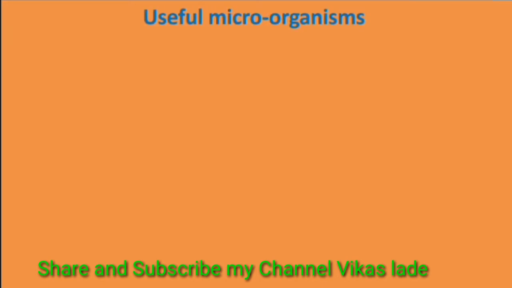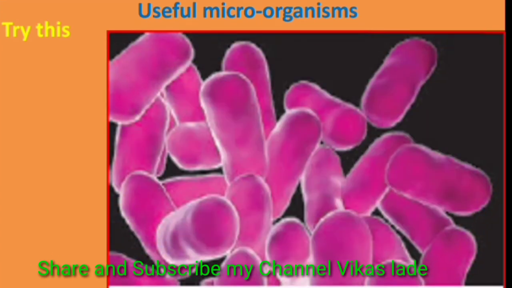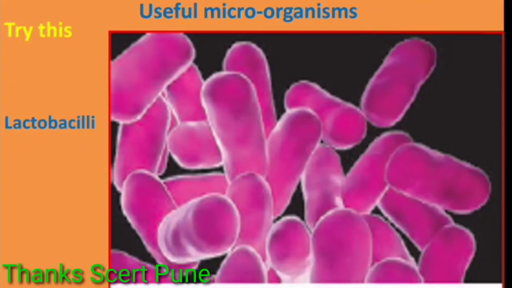Useful microorganisms. Try this. Smear a drop of fresh buttermilk on a glass slide, stain with methylene blue, and put a cover slip over it. Observe the smear under the 10x objective of a compound microscope and then with the more powerful 60x objective. Did you notice the blue rod-shaped organisms moving around? They are lactobacilli, a kind of bacteria. They are minute and rectangular in shape.